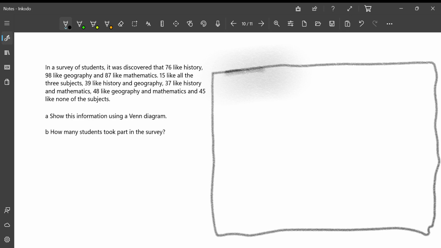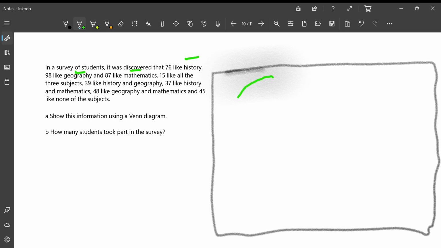Now, inside this universal set, I'm going to have different items. Now I need to ask myself, what are the different parameters I have in my universal set? They are talking about students and different subjects. They talk about history, geography, mathematics. They are talking about three items, which means this Venn diagram is going to contain three circles. So how am I going to draw these three circles?